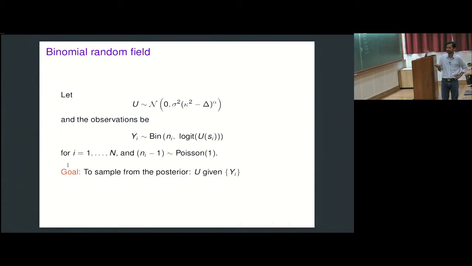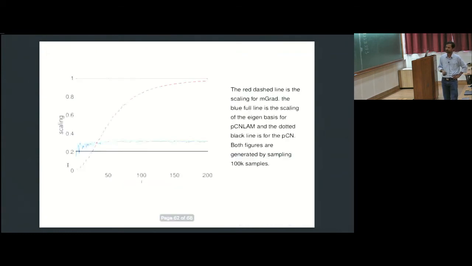Basically, you have a field which is generated, a Gaussian random field, and you are having some observations, which you can think of as some sort of noisy observations. And then the goal is to sample U, which is the real field, the total field, given these observations yi. So what am I looking at? This is basically showing you how the lambdas, which were basically the scalings, are working for different proposals.